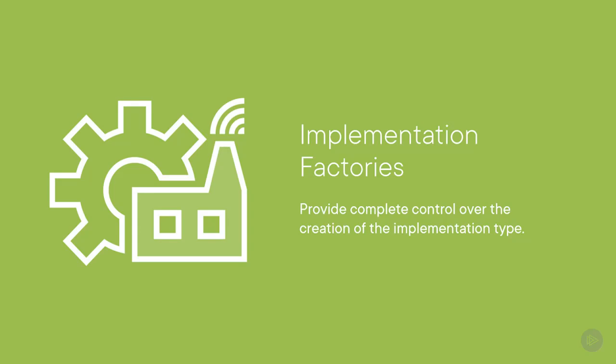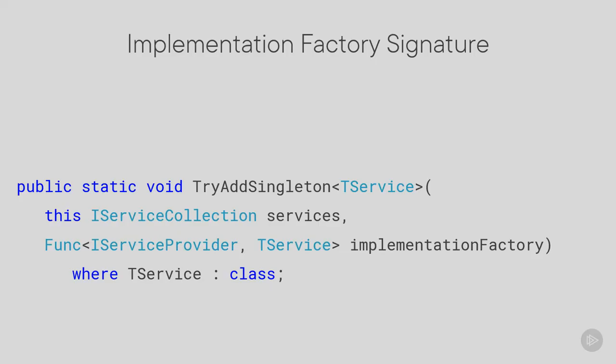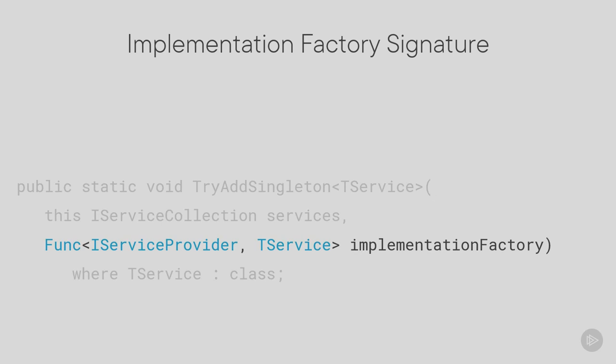Implementation factories offer complete control over how instances of an implementation type are created. When adding a registration that uses an implementation factory, we provide a delegate that gets called when resolving the service. The delegate for an implementation factory is a simple Func. The Func delegate must accept a single IServiceProvider parameter.